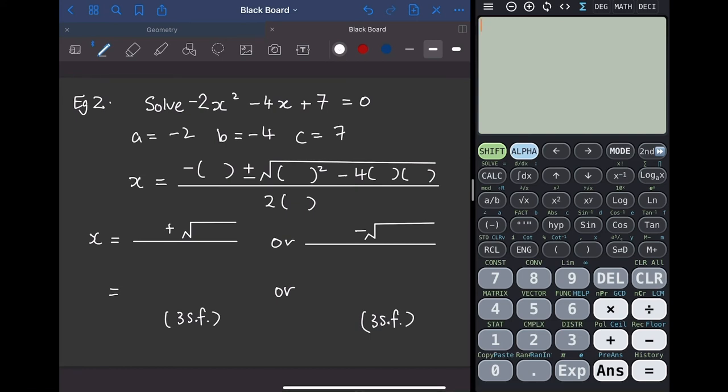So the first thing is, in the numerator, it is negative b. Now, be very careful. Negative b means negative of negative 4. This is a very, very common mistake, because we see the negative here and we forget that there is a negative sign in the formula itself. So we forget to put one of the negative signs.